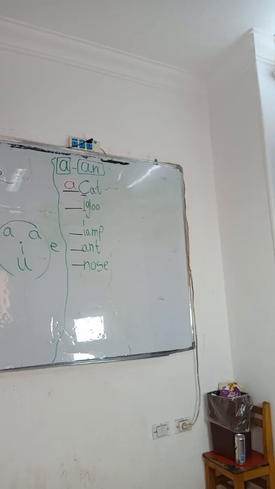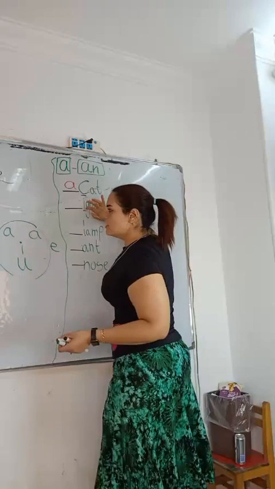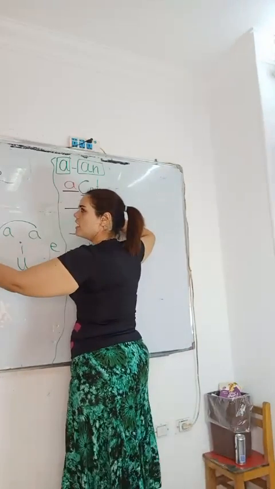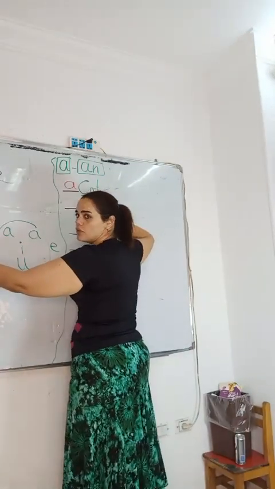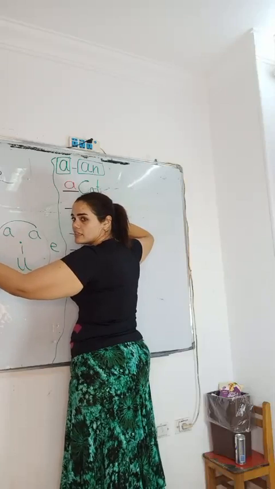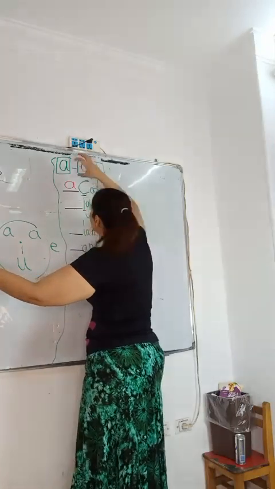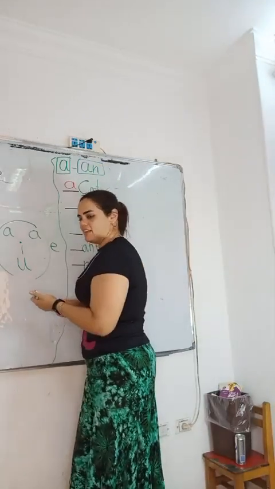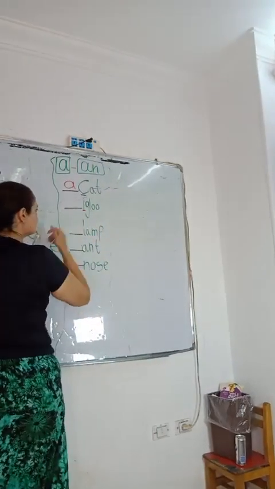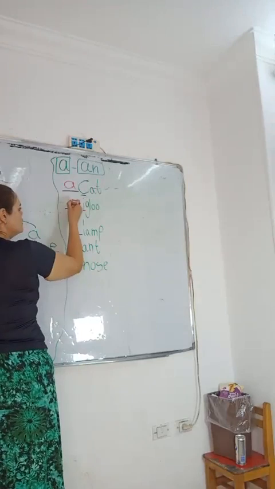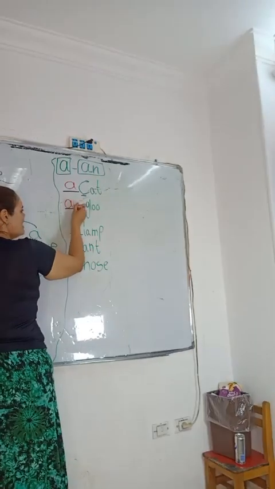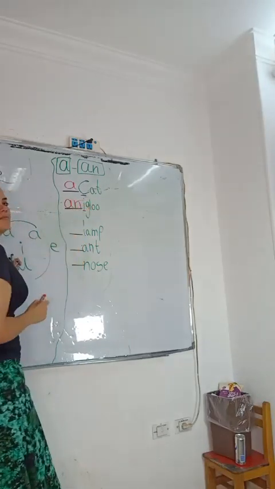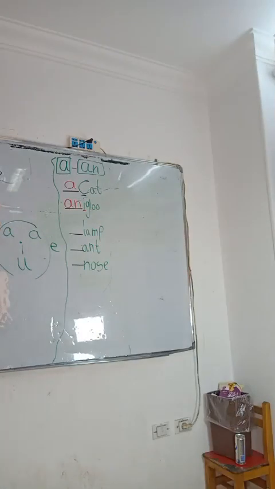Look here. Read. Letter I. From the vowels, A, E, I, O, U. Great job. So we use a or an? An. Great job. So here, the first letter is a vowel. I'm going to use an. Deal? Next one.